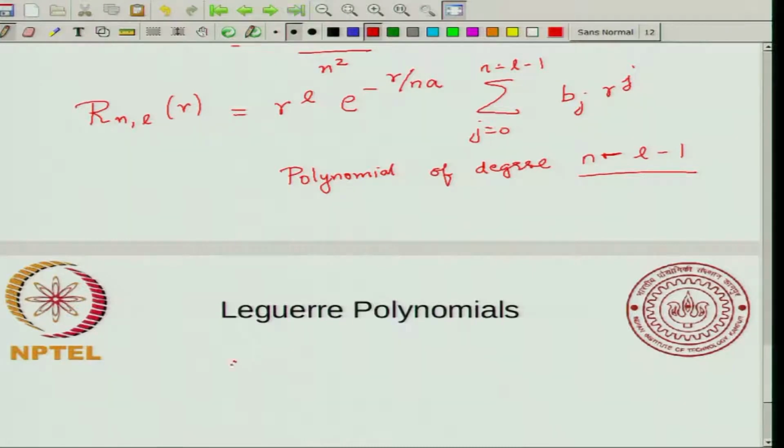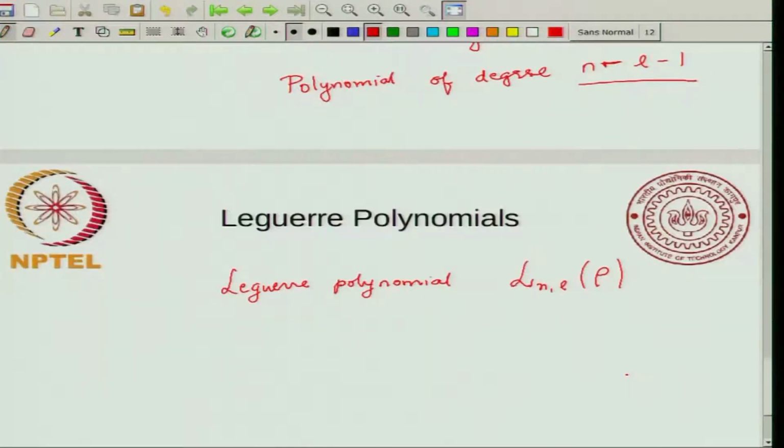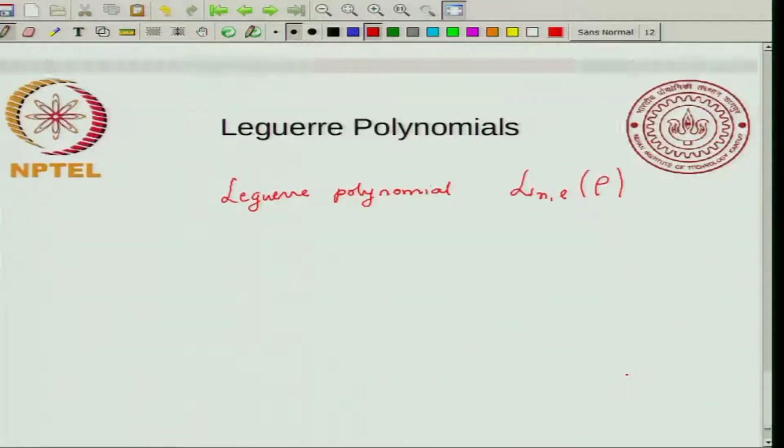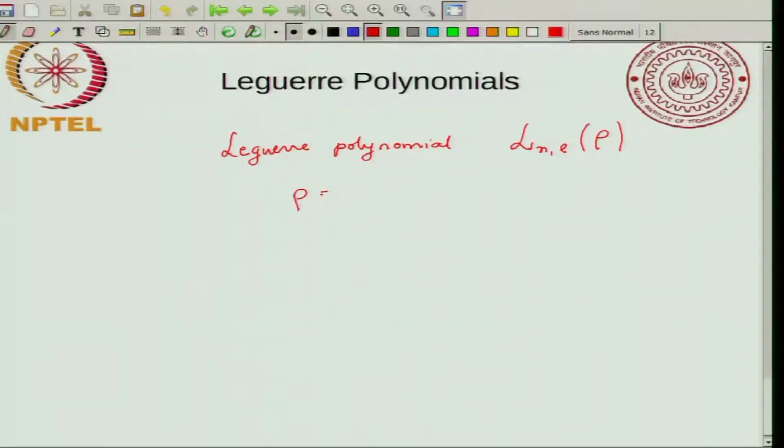Okay, so the Laguerre polynomial, you write L, and L depends on n and l, and the argument of L is actually rho, not r. Rho is just a constant multiplied by r. So rho equal to r by a for the hydrogen atom.